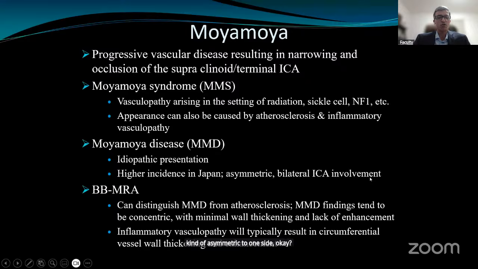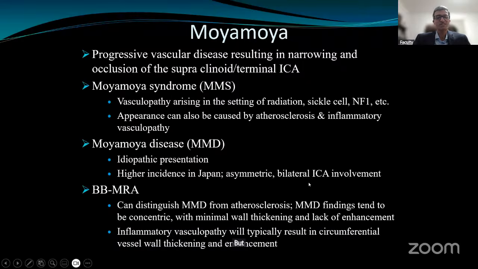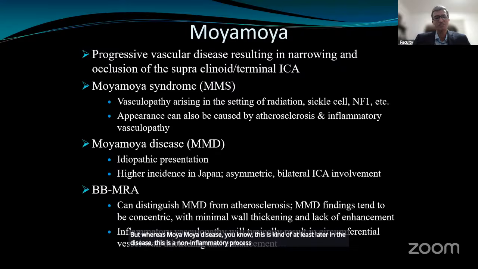Okay, and how about vessel wall imaging? If you look at Moyamoya syndrome, it's going to reflect the underlying process. Say if there is atherosclerosis resulting in Moyamoya syndrome, then the imaging appearance would be characteristic for an atherosclerotic process. If it is something like post-radiation vasculitis, then there will be uniform vessel wall thickening and enhancement. Whereas Moyamoya disease, at least later in the disease, is a non-inflammatory process. There is significant vessel wall thickening with chronic steno-occlusive disease, but there is no vessel wall enhancement.